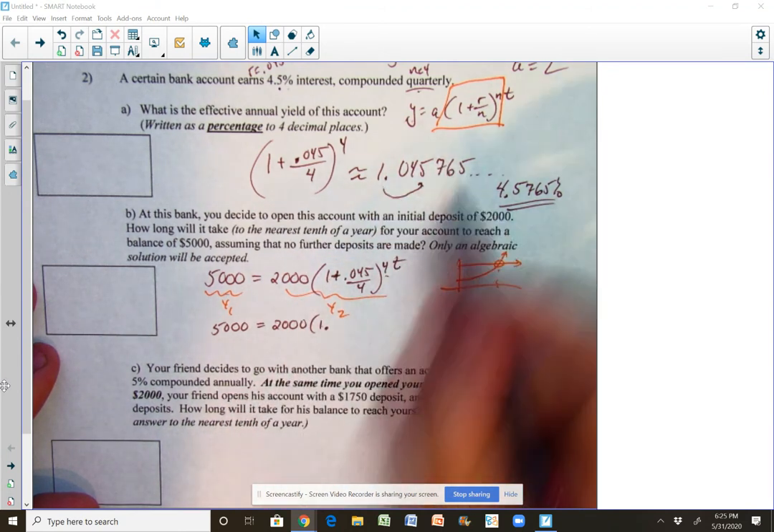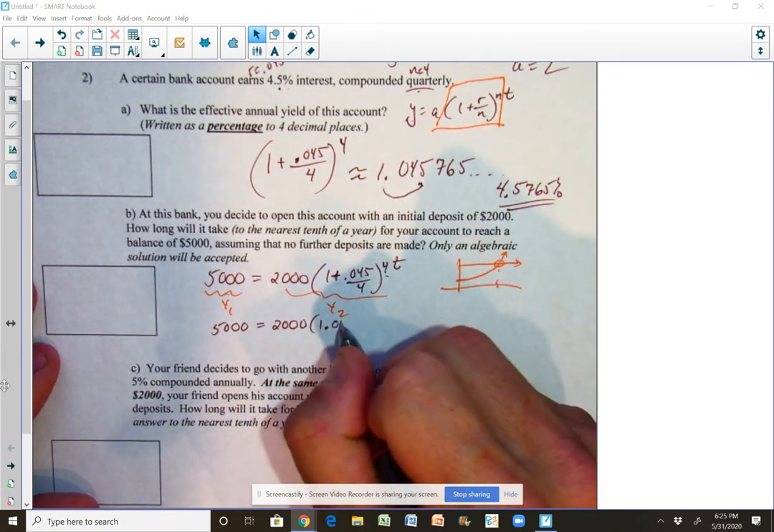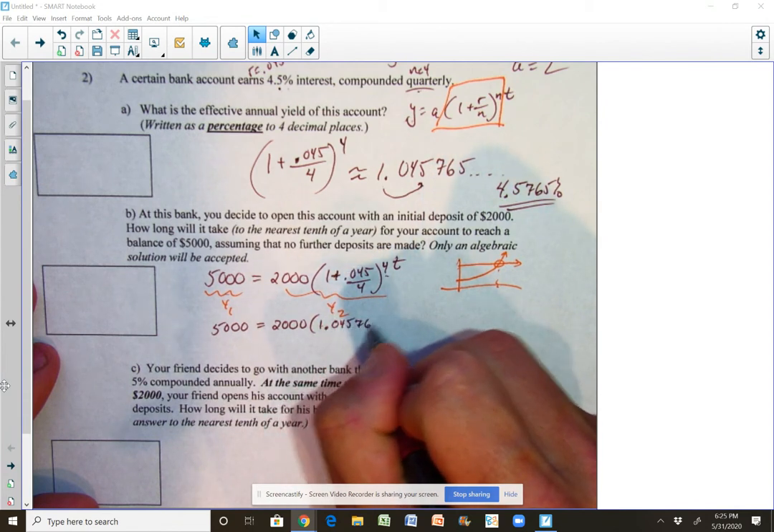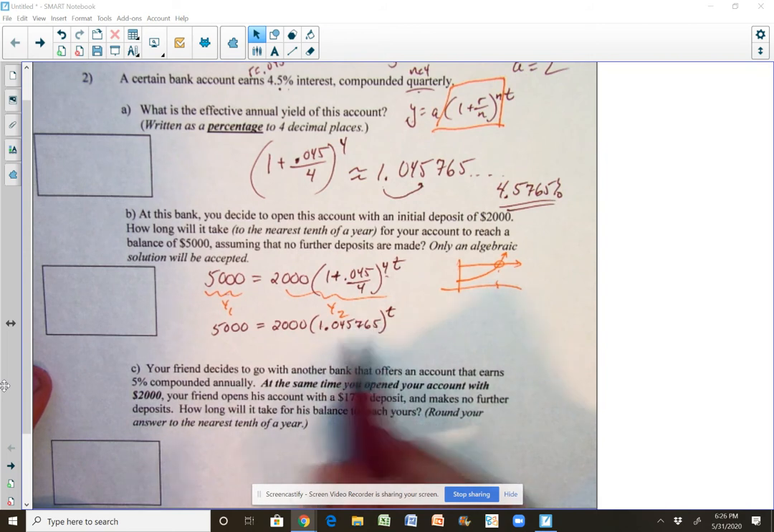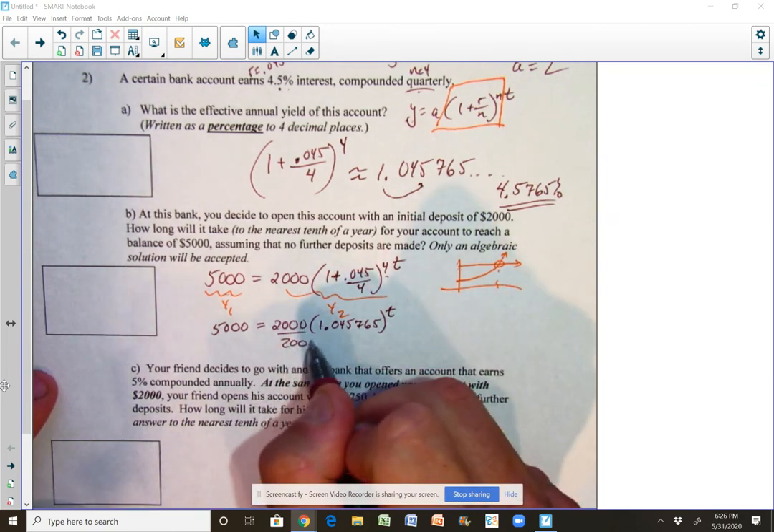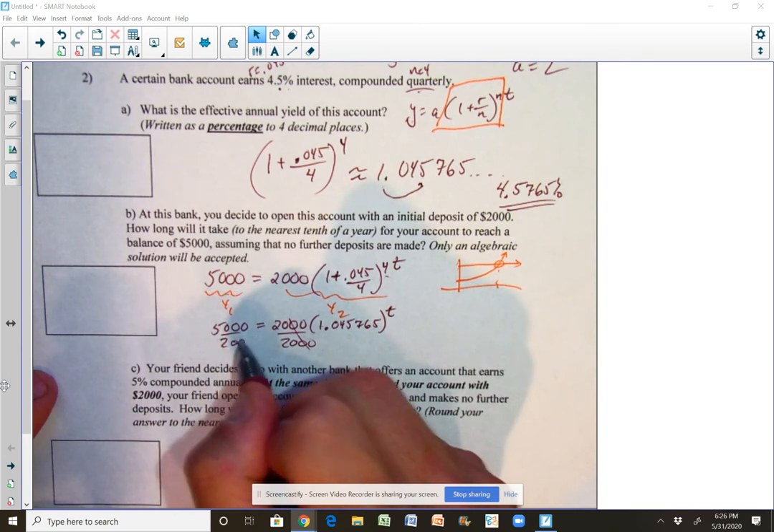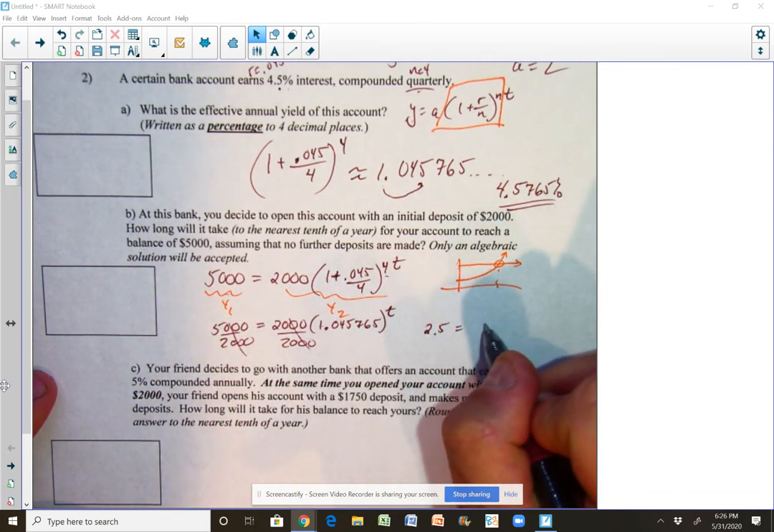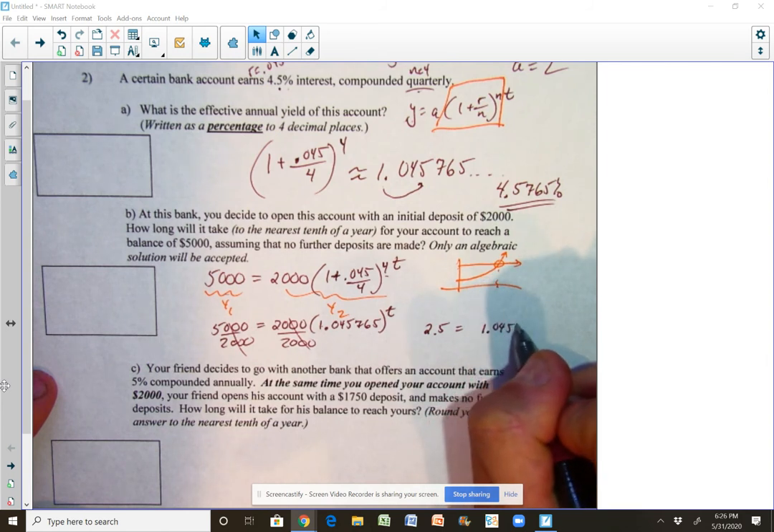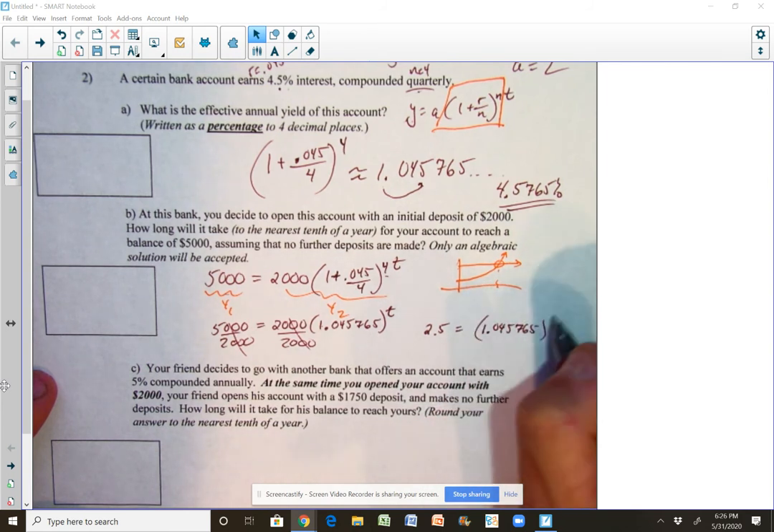If you're going to do it algebraically, probably the easiest thing to do is to reduce this base to its regular b value. So 1.045765 to the t. Now you've just got a constant, a singular base term, and the exponent. So the first step is to get rid of the coefficient. So we get rid of that, and we get 2.5 is equal to 1.045765 all to the t.